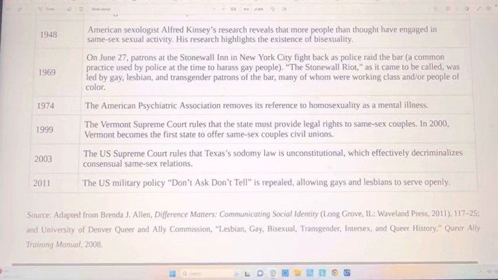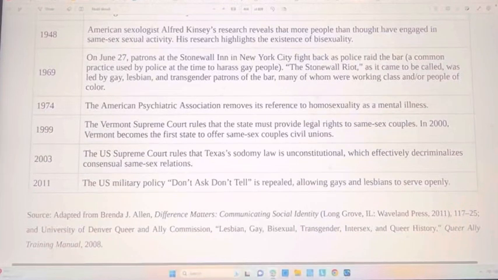1999, the Vermont Supreme Court rules that the state must provide legal rights to same-sex couples. In 2000, Vermont became the first state to offer same-sex couples civil unions. 2003, the U.S. Supreme Court rules that Texas's sodomy law is unconstitutional, which effectively decriminalizes consensual same-sex relations. 2011, the U.S. military policy Don't Ask, Don't Tell is repealed, allowing gays and lesbians to serve openly.